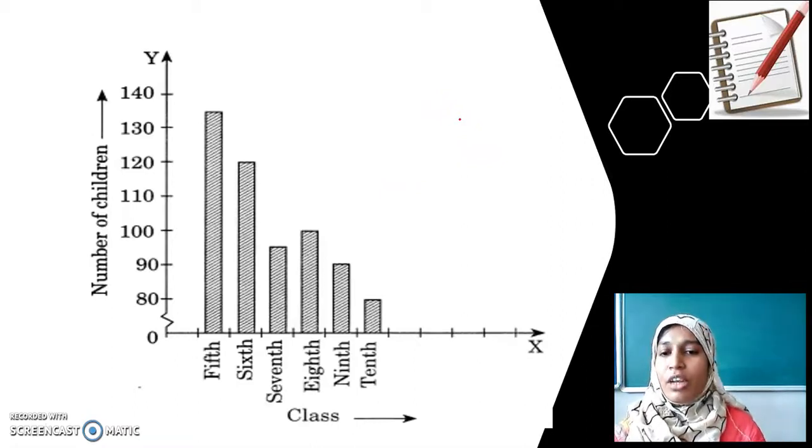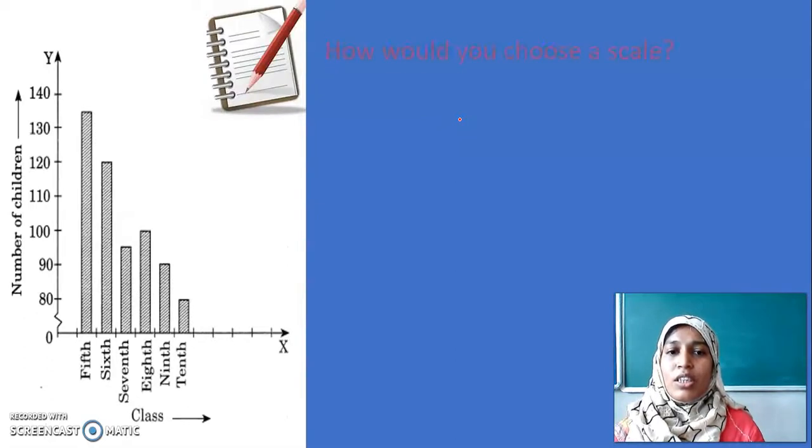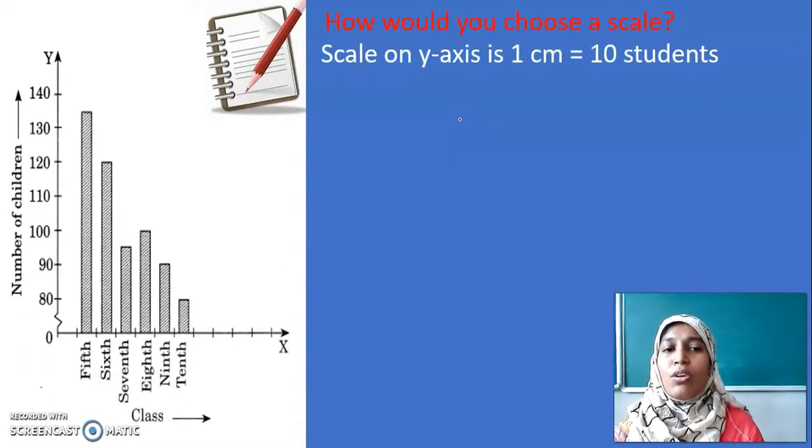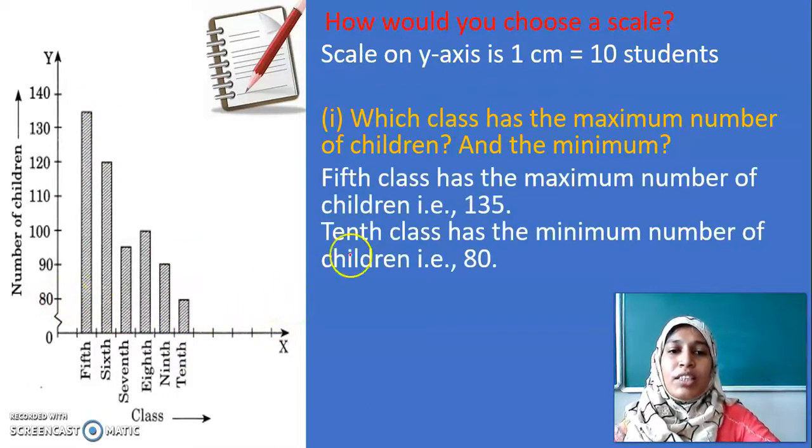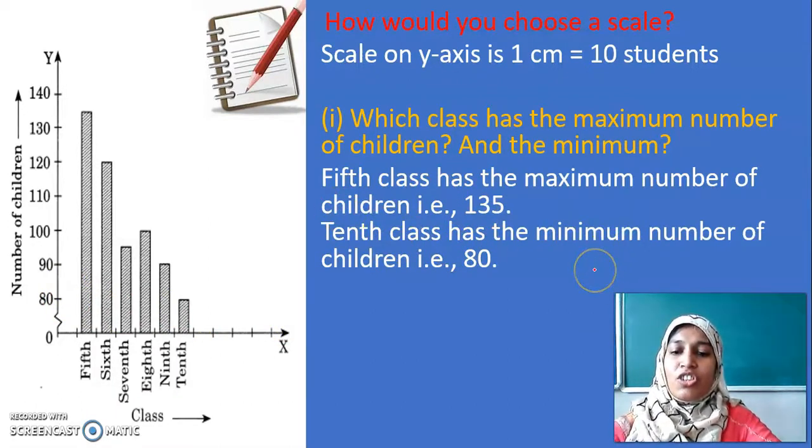Shall we answer the following question? The first question is, how would you choose a scale? Just now we saw y-axis 1 centimeter is equal to 10 students. Okay. Now the second question is, which class has the maximum number of children and the minimum? Here 5th standard has 135 and 10th standard has something near to 80. Okay. So 5th class has maximum number of children and 10th class has the minimum number of children.